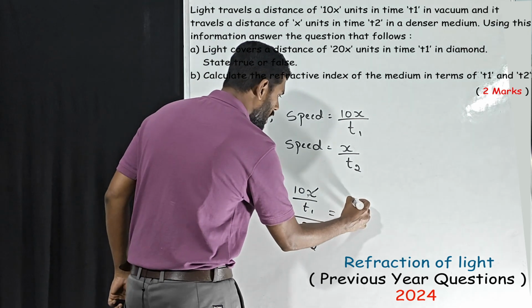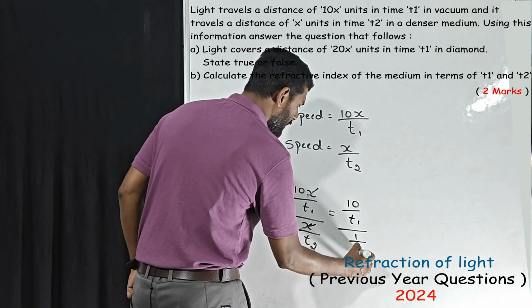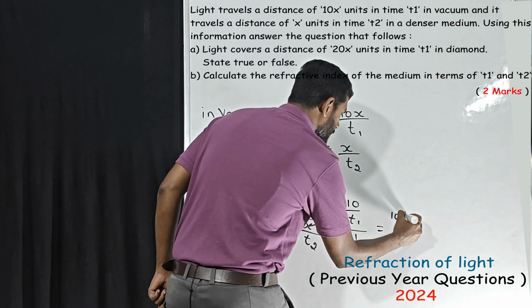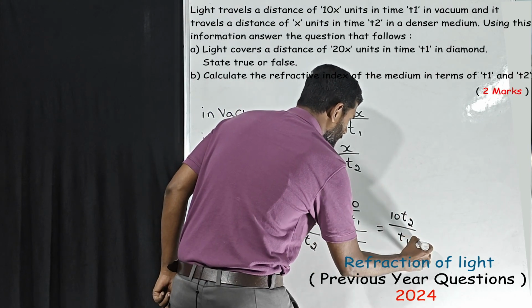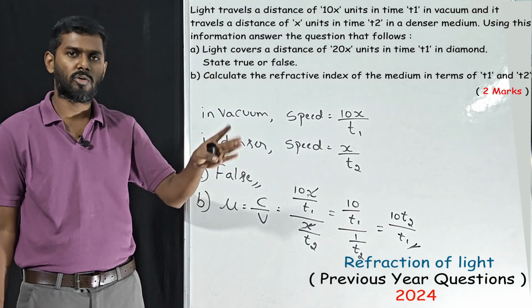So what do we have? 10 by T1 by 1 by T2. Therefore, 10 T2 by T1. This is our final answer. This is the refractive index we are looking for.